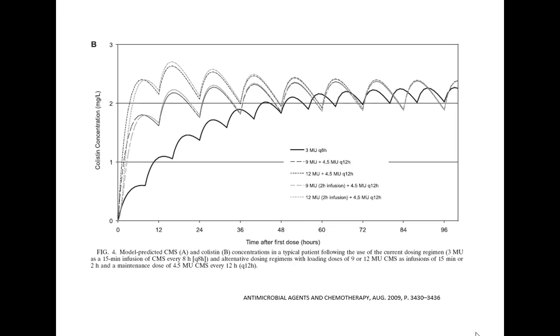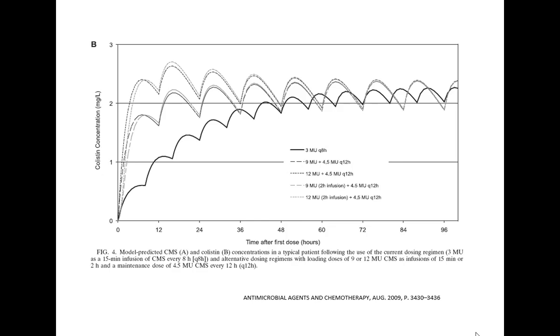Now this is the landmark study which actually told us that if you use a 9 million unit bolus and then 4.5 BD, then perhaps you'll be able to achieve this. Now the PKPD index for the effect of colistin is AUC over MIC. AUC over MIC is between 12 to 24 for colistin. But if your colistin concentrations are more than 2, then you can jolly well extrapolate that the AUC over MIC is more than 24. So for the moment we are going by the concentration of the drug. So here we are targeting a concentration of drug of 2 milligram per liter.